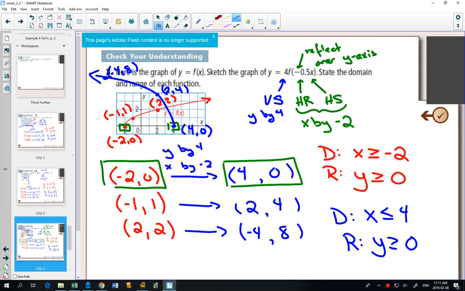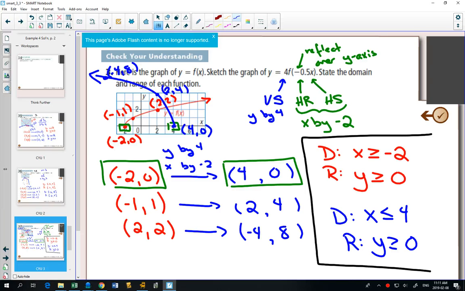Now, one thing to look at, just to analyze. If I'm just looking at my ranges, do they match up with this? Could I multiply my range by 4? That's the only thing that affects my y values. Well, it was 0, and multiplying by 4 would keep it at 0. Those ones follow the same rules.